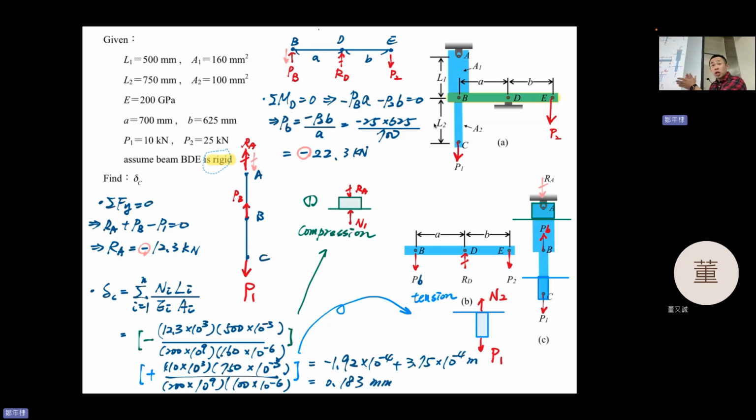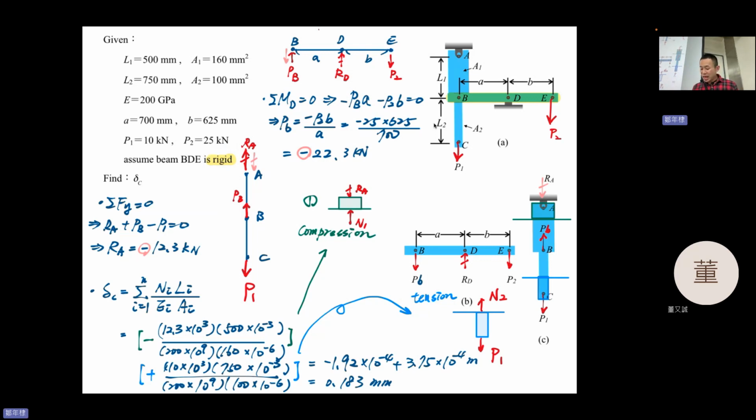Understand? Understood? It's okay? Do you need my Chinese explanation? I think it's okay, right? There's no new concept in this example. All we need to do is reverse this problem.